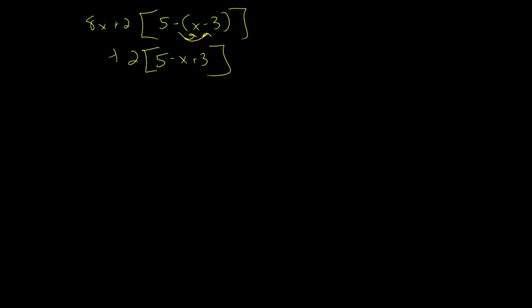Then I'm going to have my 2 outside. And I've got two options here. I can collect like terms and then distribute the 2, or I can do the distribution first. Doesn't matter, I'm going to get the same answer. I'm going to collect like terms. So 5 minus x plus 3, so that's 8 minus x, 2 outside. And then I'm going to have 8x, now I'm going to distribute this 2. Plus 16 minus 2x, or 6x plus 16.